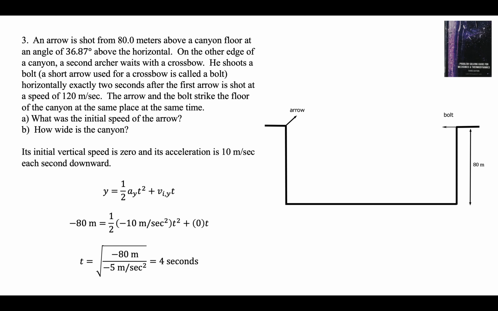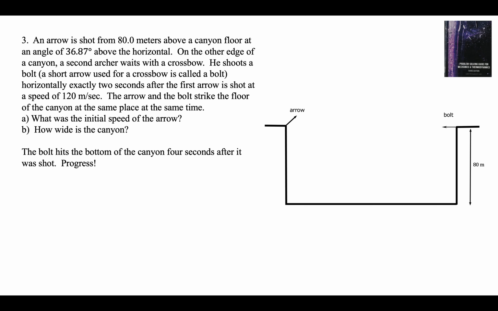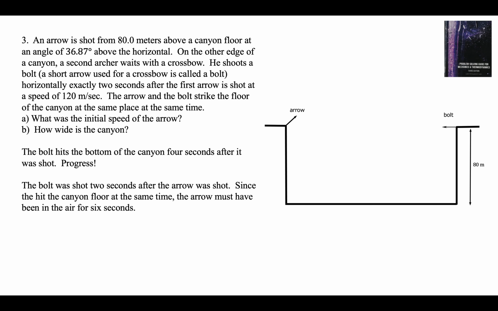And let's check that answer. You drop something from rest. After 4 seconds, it's going to be going 40 meters per second. The average speed from 0 to 40 is 20 meters per second. If it averages 20 meters per second for 4 seconds, it goes 80 meters. And that's the height of the canyon. So it's all consistent. So the bolt hits the canyon floor 4 seconds after it was shot. Now we're making some progress.